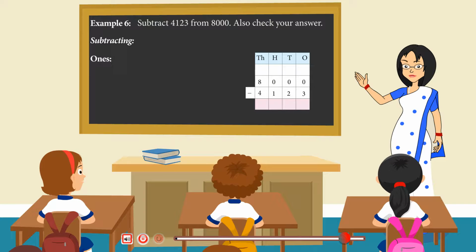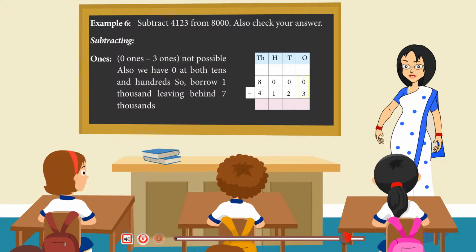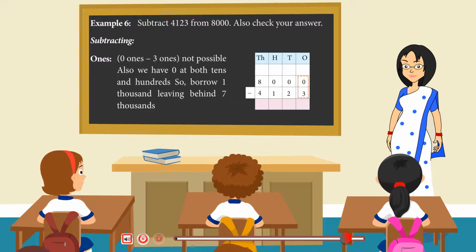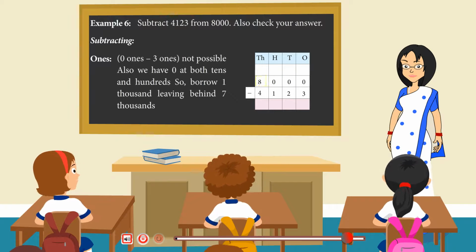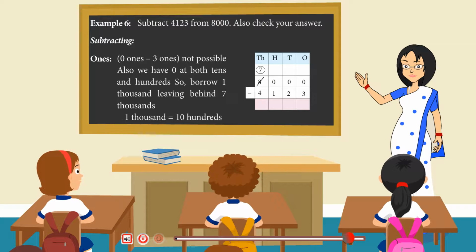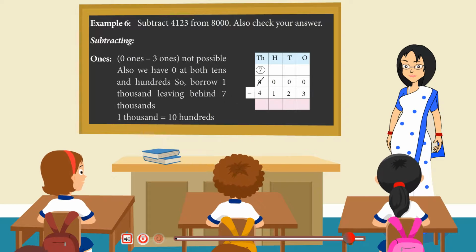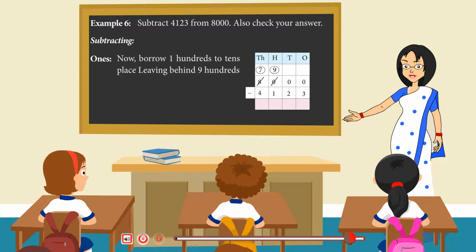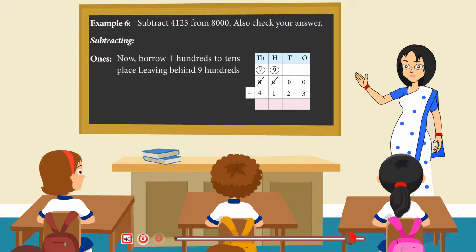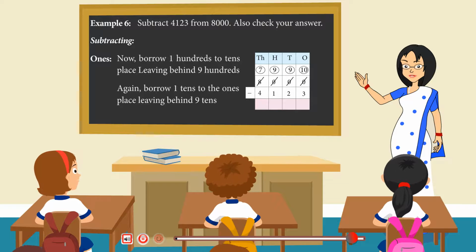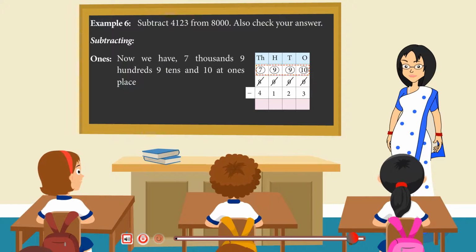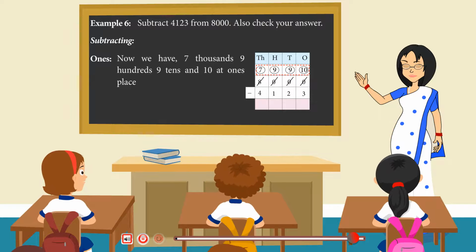Subtracting. Ones: 0 ones minus 3 ones is not possible. Also, we have 0 at both tens and hundreds. So, borrow 1,000, leaving behind 7 thousands. 1,000 is equal to 10 hundreds. Now borrow 1 hundred to the tens place, leaving behind 9 hundreds. Again borrow 1 ten to the ones place, leaving behind 9 tens. Now we have 7 thousands, 9 hundreds, 9 tens and 10 at the ones place.